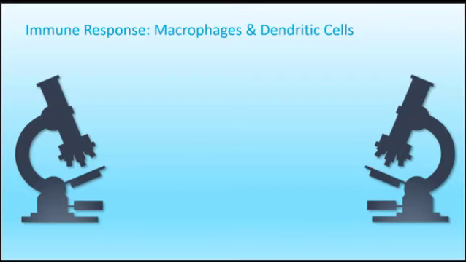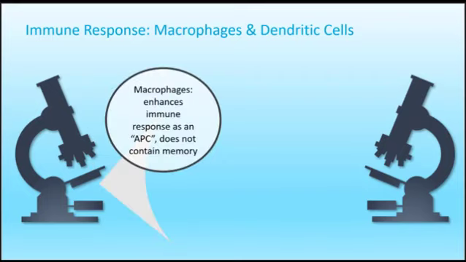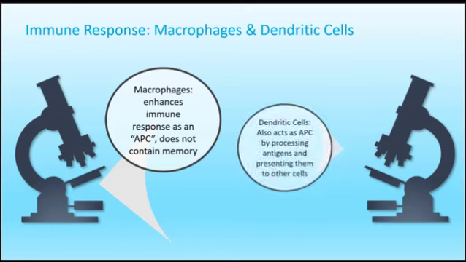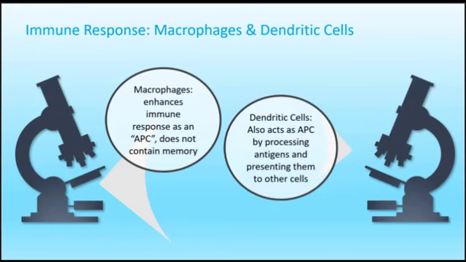Macrophages are accessory cells which help the B and T cells, but unfortunately they don't contain memory, so they have to be reactivated each time. Macrophages don't always participate, but when they do, they are there to help the others. The dendritic cells also enhance the immune response by presenting the antigens to other cells. So they're kind of like saying, hey, come over here, need some help. They're like the messenger system.